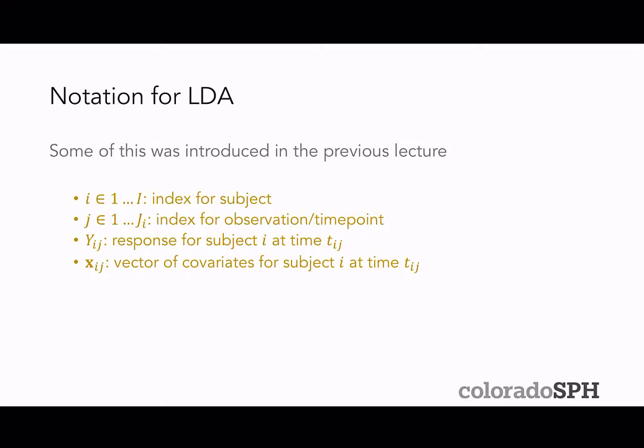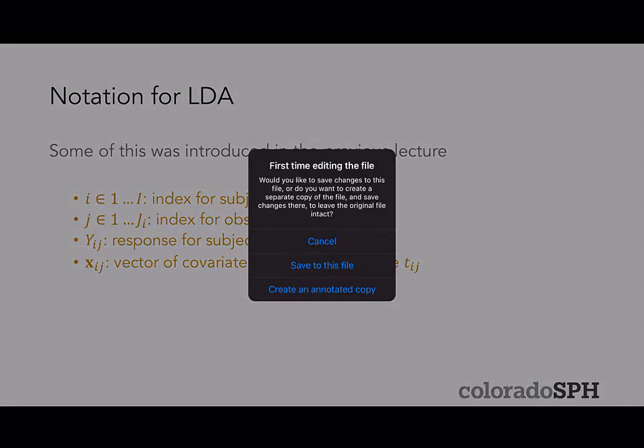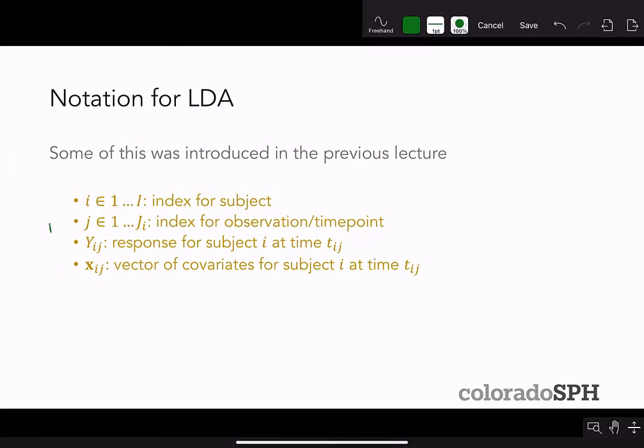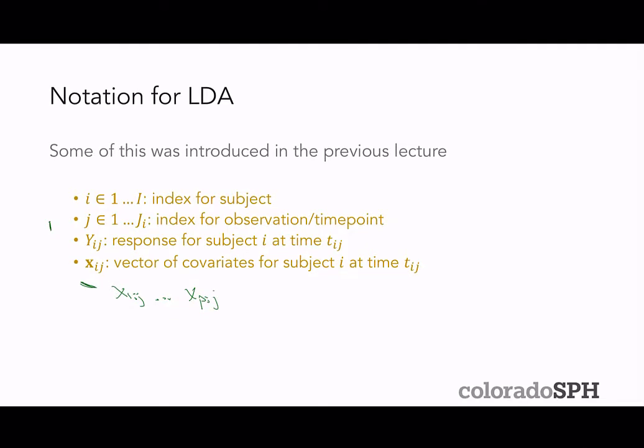So we reviewed this notation in the previous lecture, but I'll go over it again briefly. When I talk about little i, that's the index for a particular subject. j is the index for a point in time, so that yij is the response value for subject i at time tij. And then bold x is a vector of covariates, where you would have x1ij all the way up to xpij for p covariates.